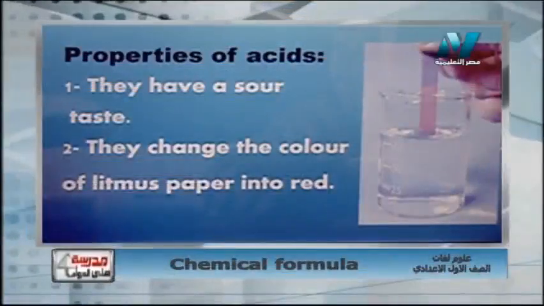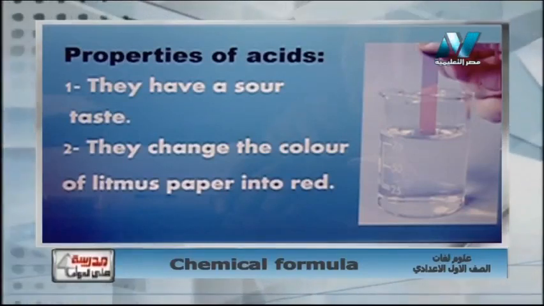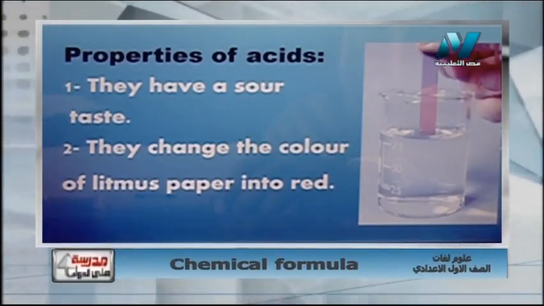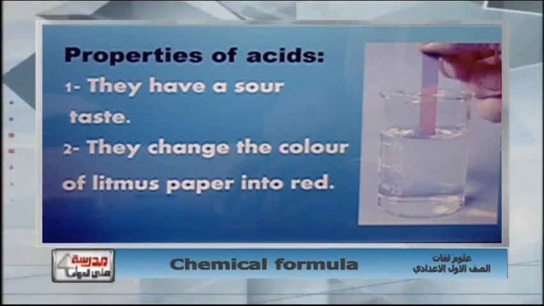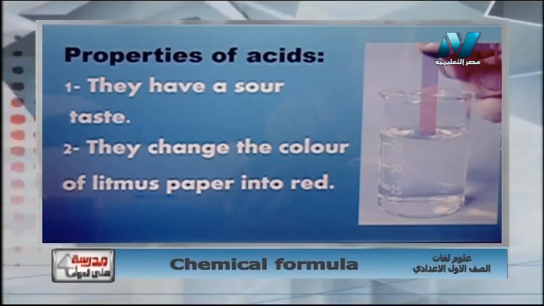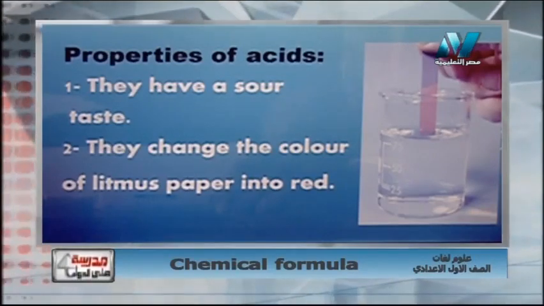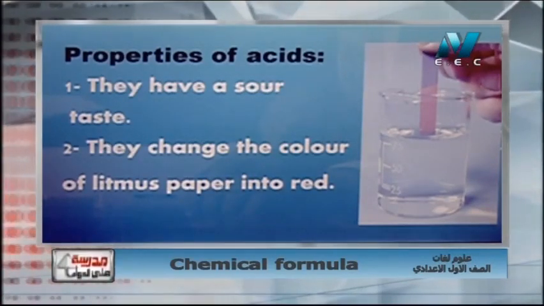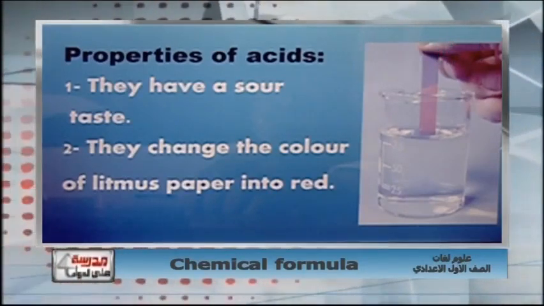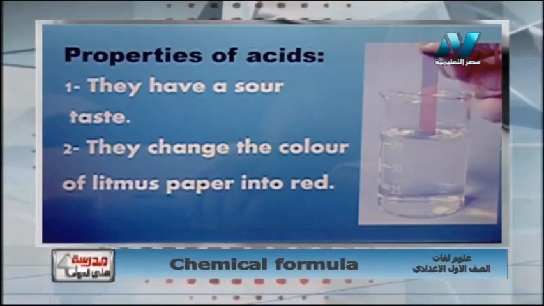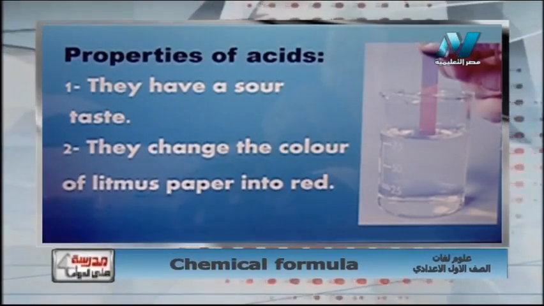Number two, they change the color of litmus paper into red. As you see on the monitor in this figure, it was blue litmus paper, but it changes to red when it is put in an acid. So acids can change the color of litmus paper into red. Give reason. That's due to what? Due to presence of positive hydrogen ion.